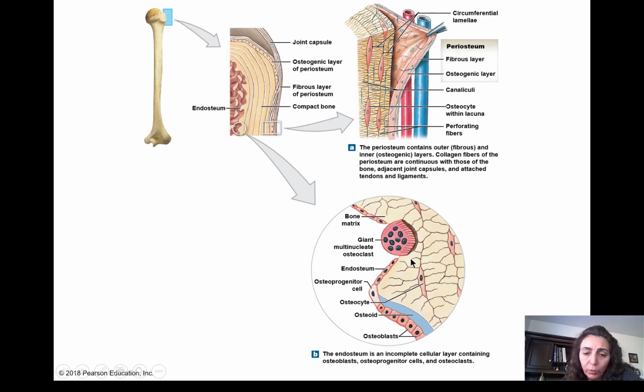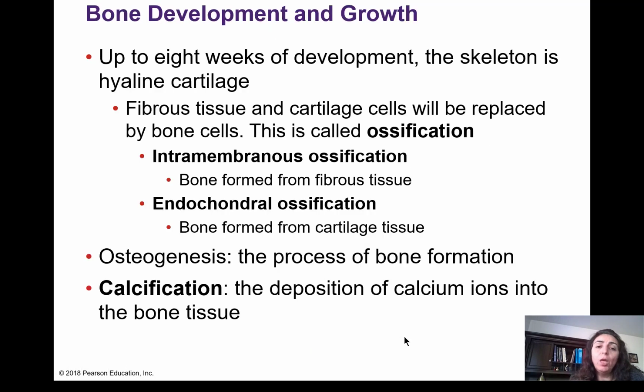And also regarding the endosteum, you see that you have all those osteoblasts making osteoid and osteoprogenitor cells. They have both of them in the endosteum too, and therefore they are able to take part in the growth and the repair of the bone too. Now regarding the bone development, up to 8 weeks of development, the skeleton is hyaline cartilage.